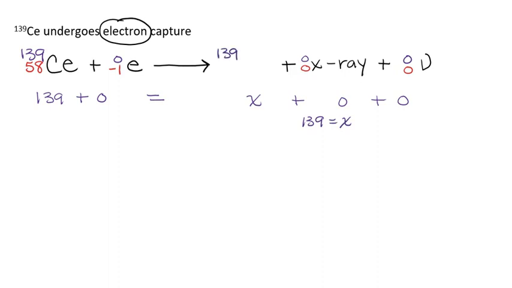For the atomic number, for Z, we have 58 minus 1 on the reactant side equals X plus 0 plus 0. 57 equals X. So our Z is 57, and then when we look that up on the periodic table, we see that that corresponds to lanthanum, La. When we check our math, we have 139 equals 139, and 58 minus 1, 57 equals 57, and this reaction is balanced.